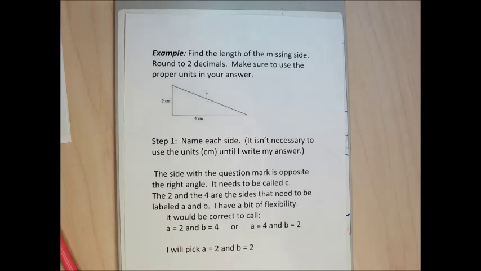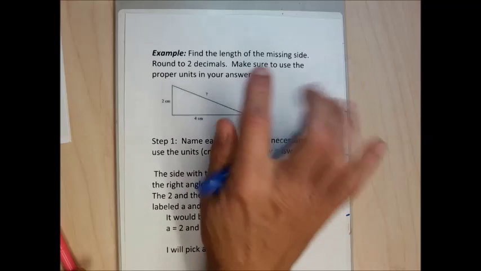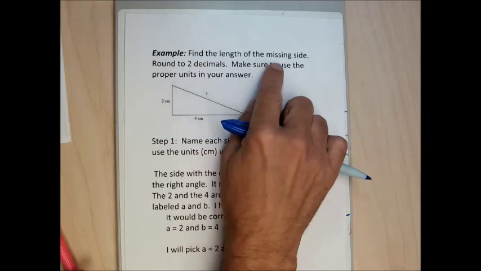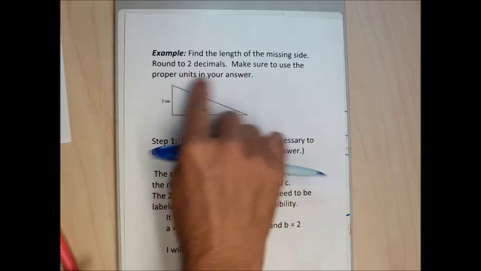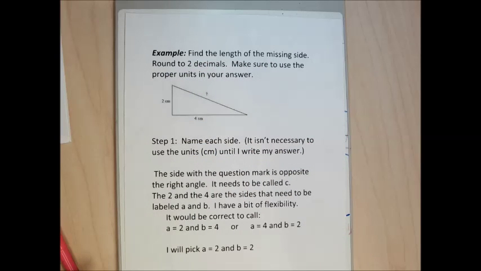And in this chapter, units are going to start to become important, and it's going to be the first time the units are going to be important. So the example here says, find the length of the missing side, round to 2 decimals, make sure to use proper units in your answer.